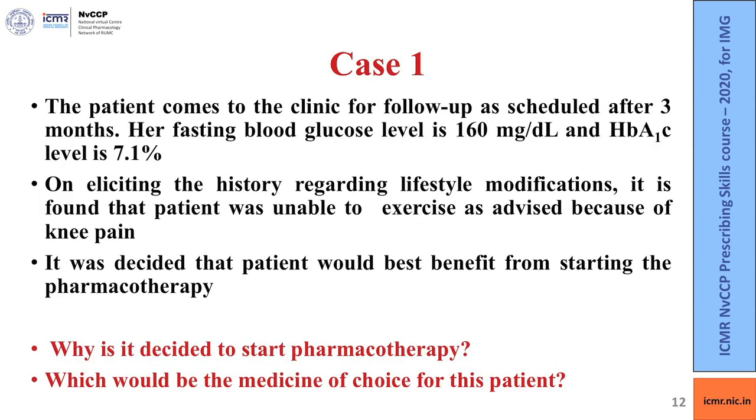Now this patient comes to the clinic for the follow-up as scheduled after 3 months. Her fasting blood sugar level is 160 mg/% and HbA1c level is 7.1%. On eliciting the history regarding lifestyle modifications that she was advised, it is found that the patient was unable to follow this advice because of the knee pain that she was suffering from, and hence it was decided that the patient would best benefit from starting pharmacotherapy. So now we need to understand why it is decided to start pharmacotherapy, and in case pharmacotherapy is to be started, which should be the medicine of choice for this patient.